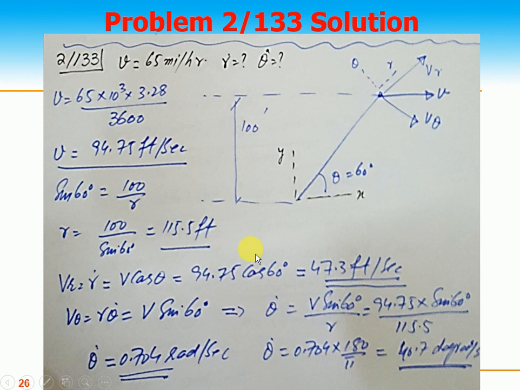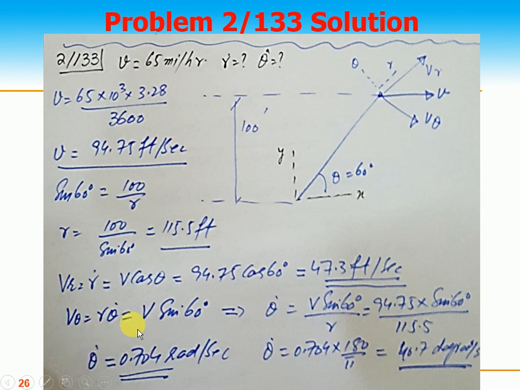So nothing is now very difficult, because we know this angle is again 60 degree. So v_r is equal to v cos theta. We get 47.3 feet per second, and v_theta is equal to... v_r is equal to r dot also. So we can also find the r dot, which is one of the requirements here.